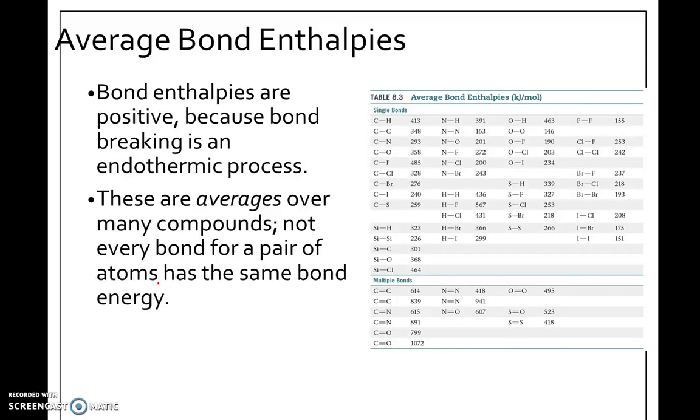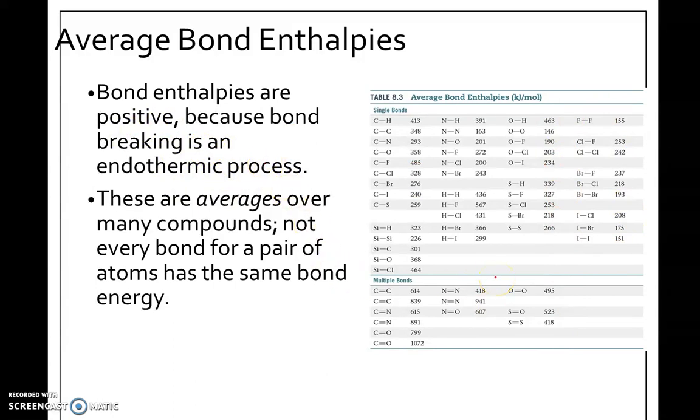These are averages over many compounds. Not every bond for a pair of atoms will have the same bond energy. So just because one carbon hydrogen is 413 doesn't mean all carbon hydrogens are 413 kilojoules per mole. This is an average between multiple different kinds of compounds that have a carbon hydrogen single bond. So you can see that all these energy values are positive. Again, endothermic process.